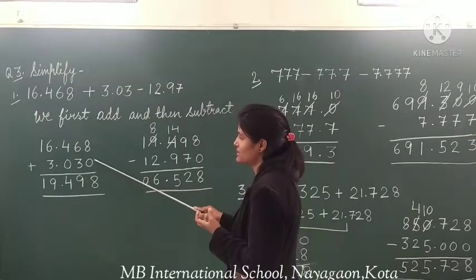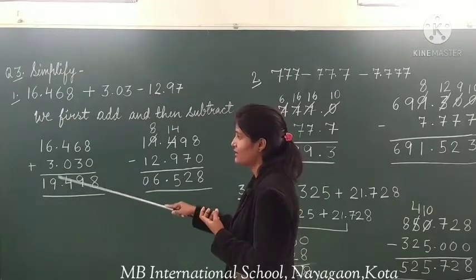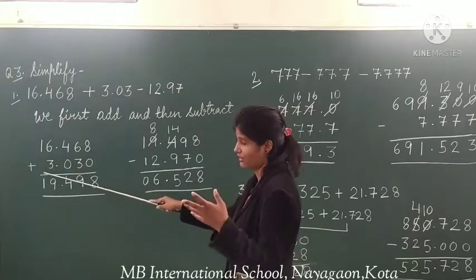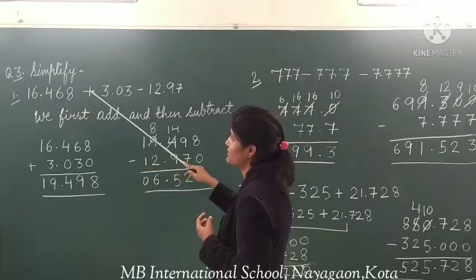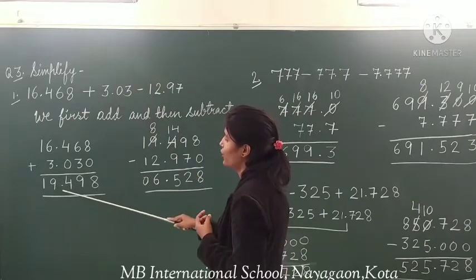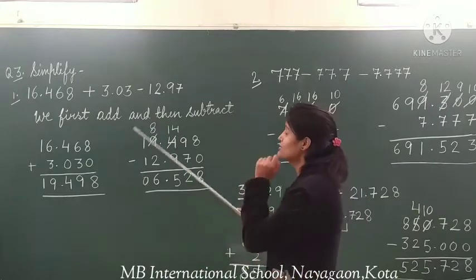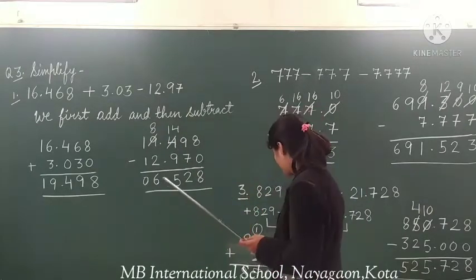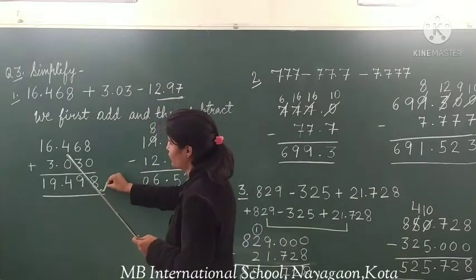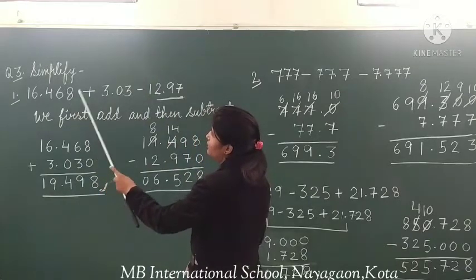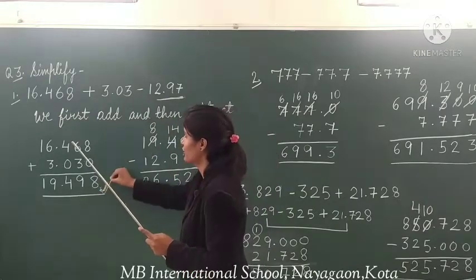Start adding. 8 plus 0 is 8, 6 plus 3 it's 9, 4 plus 0 it's 4. Put the decimal. 6 plus 3 is 9 and 1 plus 0 is 1. So when we add 16.468 plus 3.03, we got 19.498. Now subtract 12.97. You have to subtract 12.97 from 19.498. इनका जो एडिशन था उससे सब्ट्रैक्ट करना है आपको 12.97 को. So subtract 12.97 from 19.498.